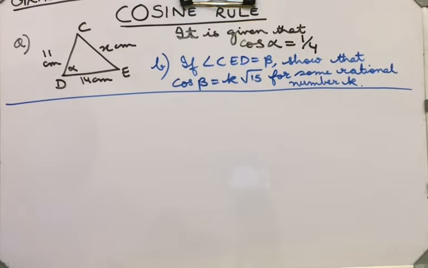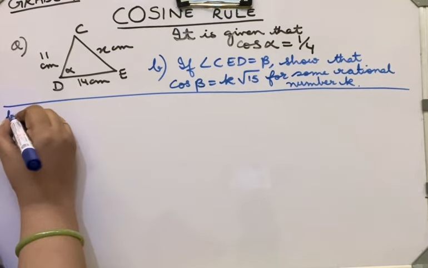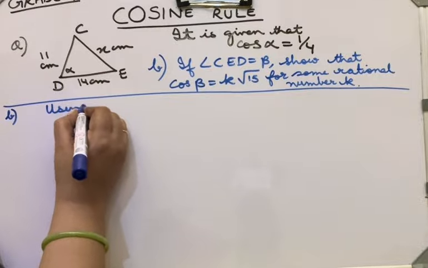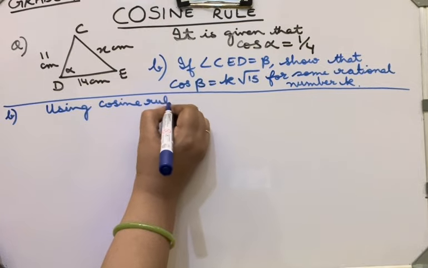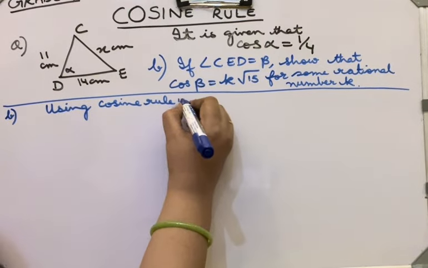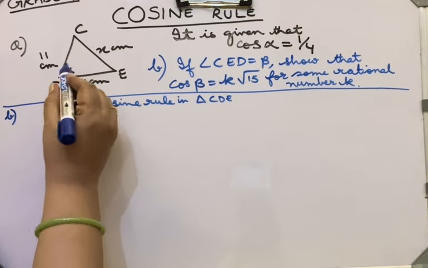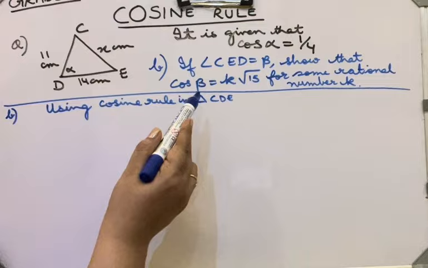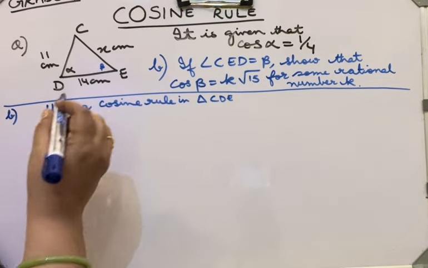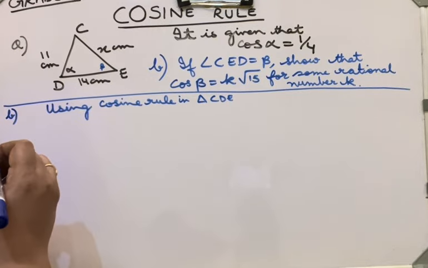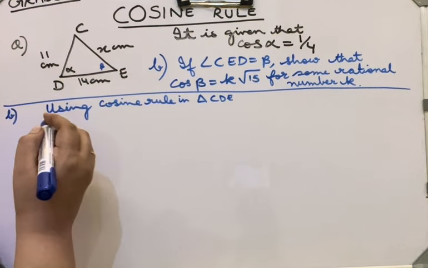So what do we observe? Again, using the cosine rule, now this is the solution. In triangle CDE, now angle CED is beta, so this is beta. So the side opposite to this angle is 11. The length is 11 centimeters. So we'll keep 11 cm on the left hand side.